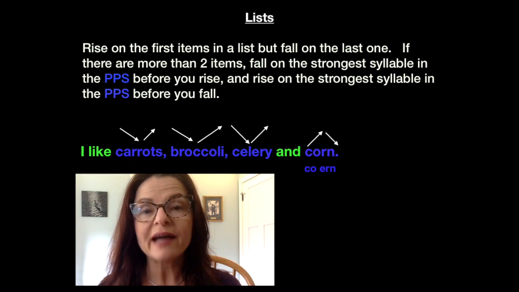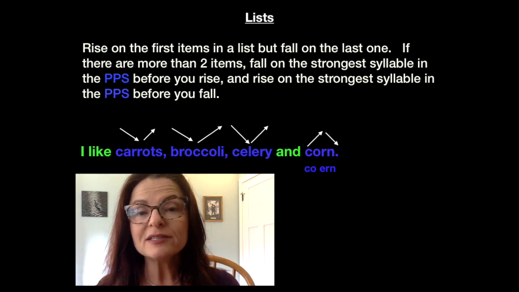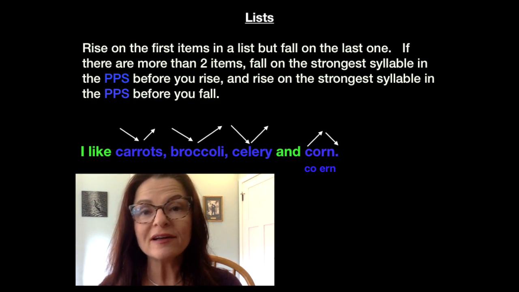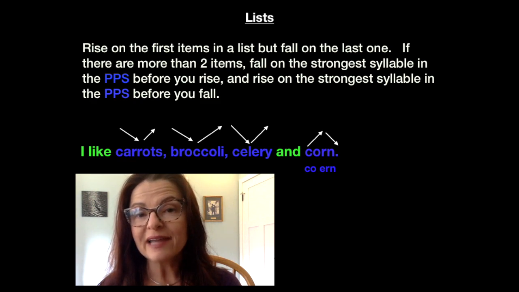Last, we've come to items in a list. Lists have their own special intonation. You want to go up on each item in the list to show, look, I'm not done with my list, but then on the very last item, we'll come down. Of course, before we go up on each of the initial items, you need to go down. And on the very last item, of course, you'll go up before you go down.